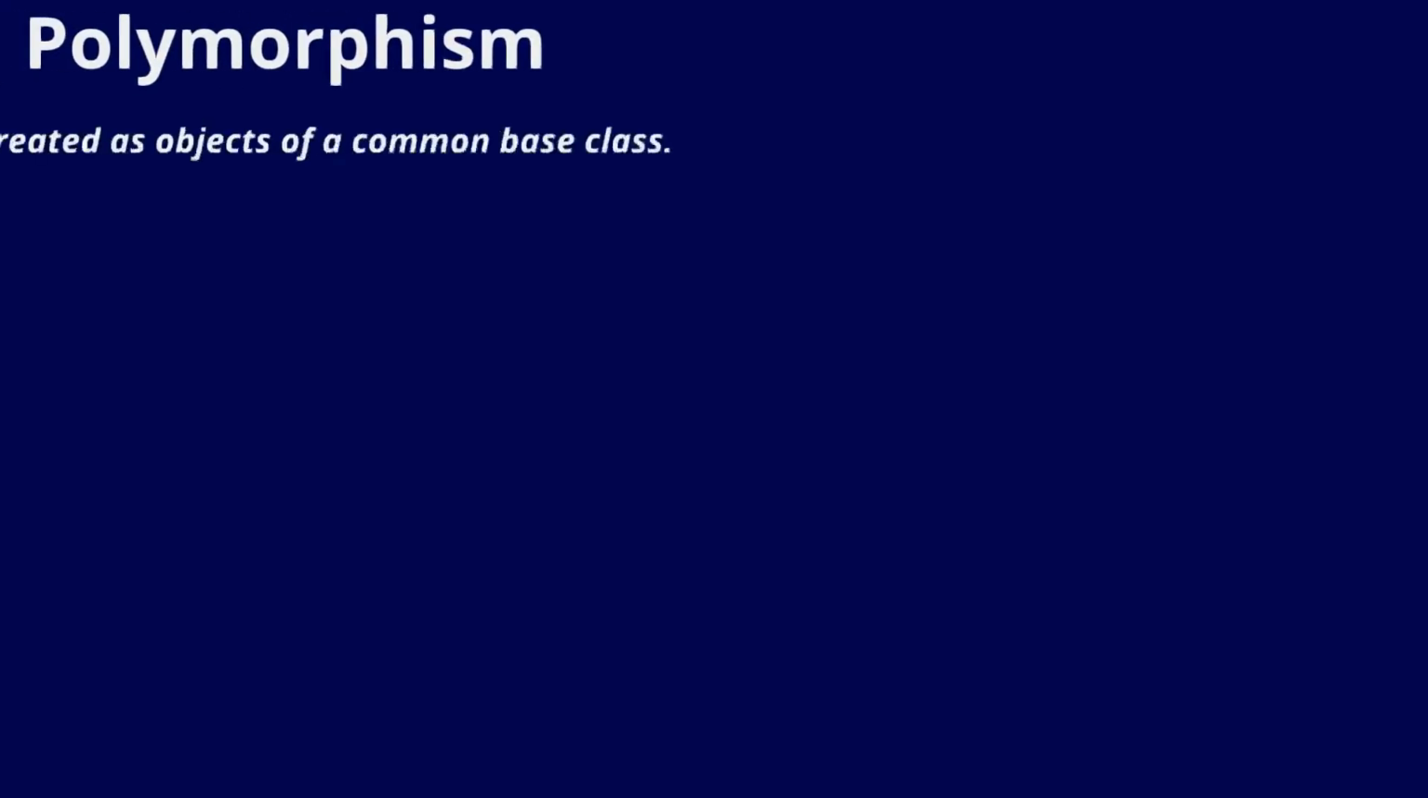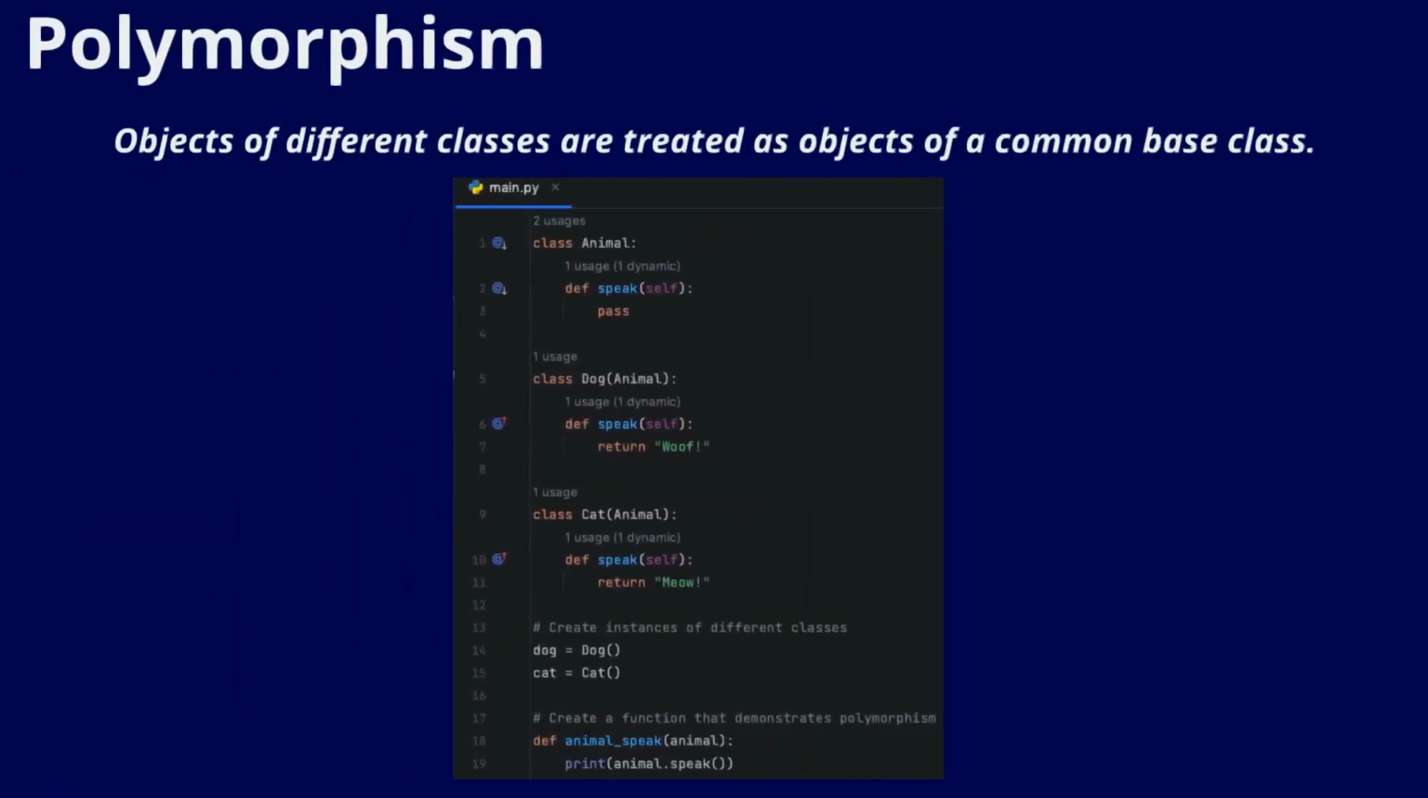Number 5, polymorphism. Here, objects of different classes are treated as objects of a common base class. So, as long as they implement the required interface or method signature, methods can be called on objects without knowing their specific types. As a result of this, code can be more flexible and adaptable.